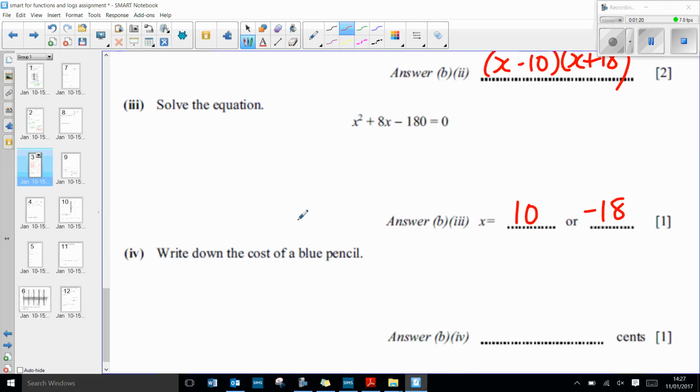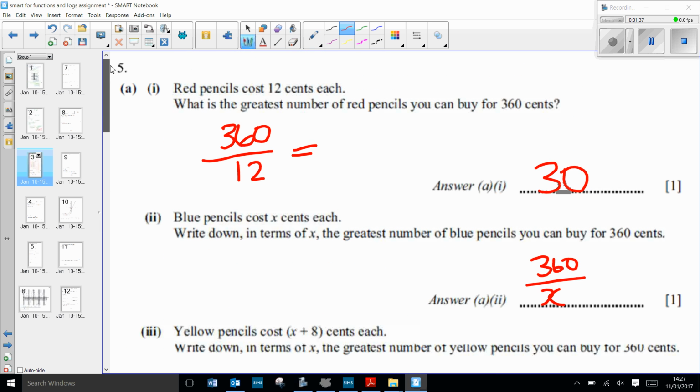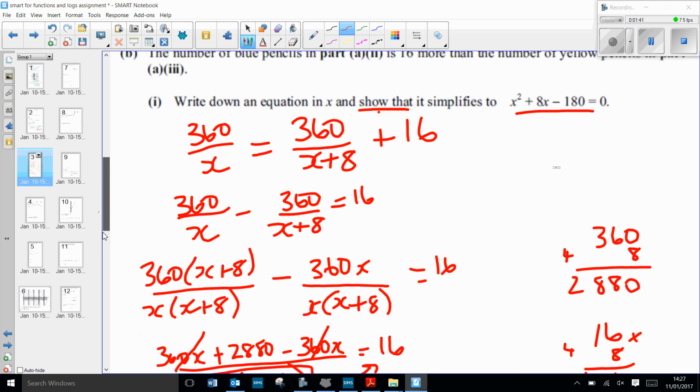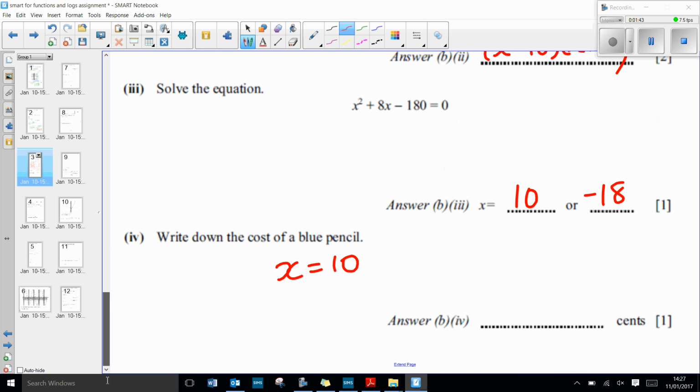Write down the cost of a blue pencil. Well, because this is all connected to the cost of a blue pencil, we know that cost can't be negative, we know that x has to equal 10. Double check our original statement at the top. Blue pencils cost x cents each, therefore the blue pencil cost 10 cents.